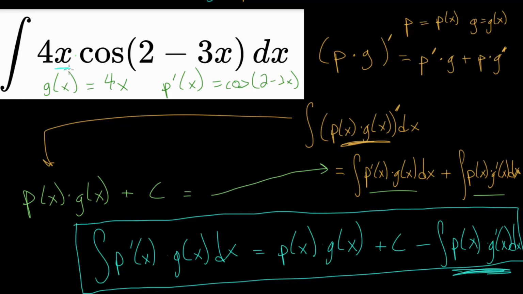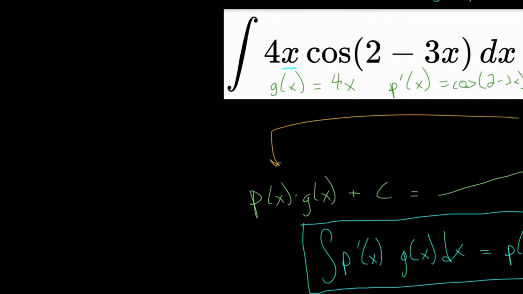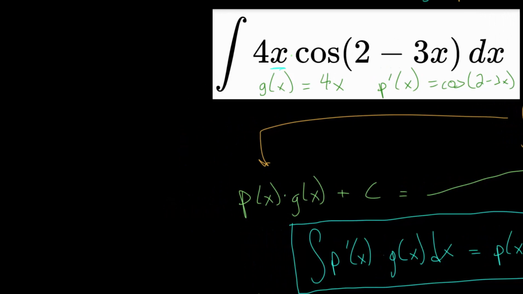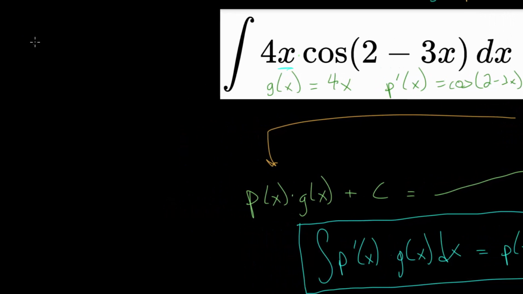So let's apply what we know about this, and let's make a little bit of room here. Now, notice that in our formula, if I go back, the first part has p of x times g of x. And we have g of x, but we do need to find p of x. So we need to find the antiderivative of this function here. So I'll scroll back over. We need to find p of x.